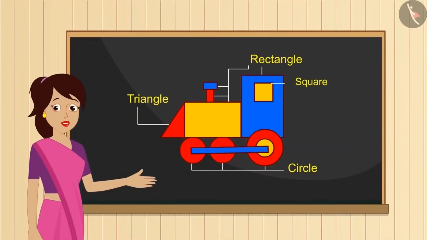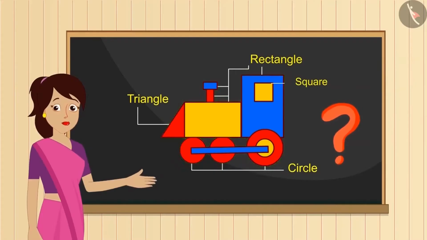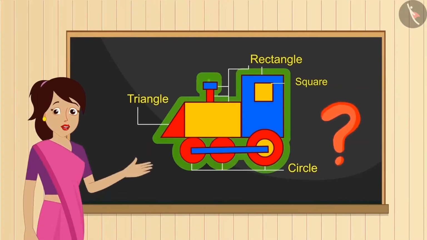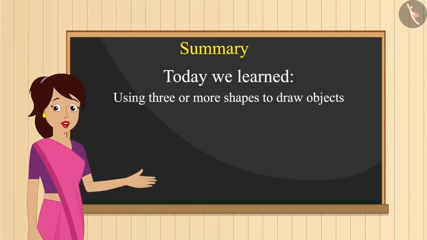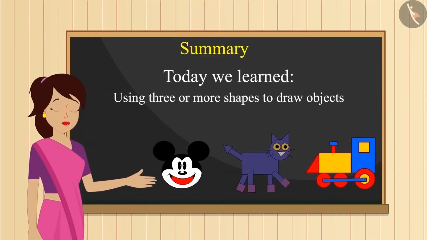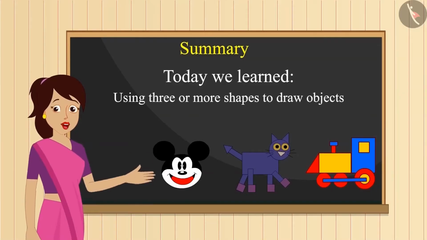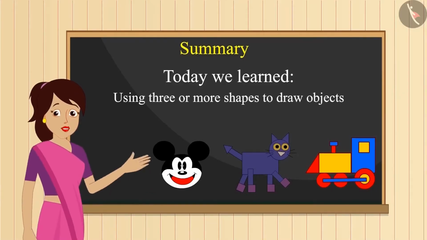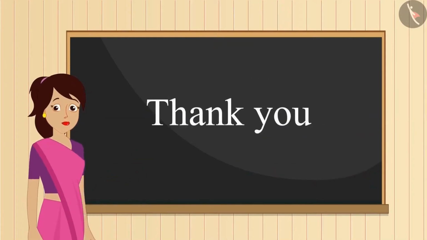So how was it, children? Can you tell me the total number of rectangles, squares, triangles and circles in this picture? You can seek help from your friends and teachers. So children, did you see that how we drew different objects by joining 3 or more shapes? Now you also draw various beautiful pictures with the help of these shapes. Thank you.